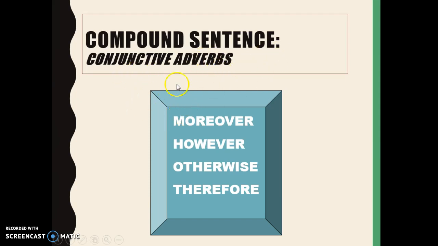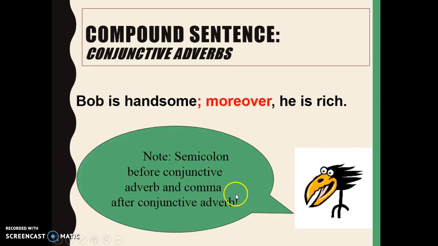Other than that, to combine two independent clauses in a compound sentence, we can use conjunctive adverbs. What are they? Moreover, however, otherwise, therefore. Compound sentence with conjunctive adverbs, this is the example. Bob is handsome. Moreover, he is rich. So, take note: semicolon before the conjunctive adverb and comma after the conjunctive adverb.